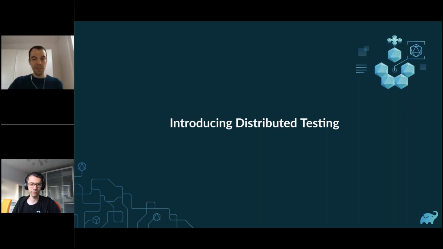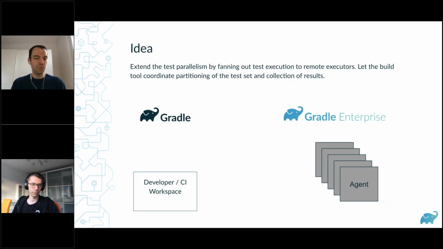Now that we know about existing solutions, we can introduce our solution and then later compare it to the existing solutions. So the idea of test distribution in Gradle Enterprise is to extend the test parallelism by fanning out test execution to remote executors, and then letting the build tool coordinate partitioning of the test set and collection of results.